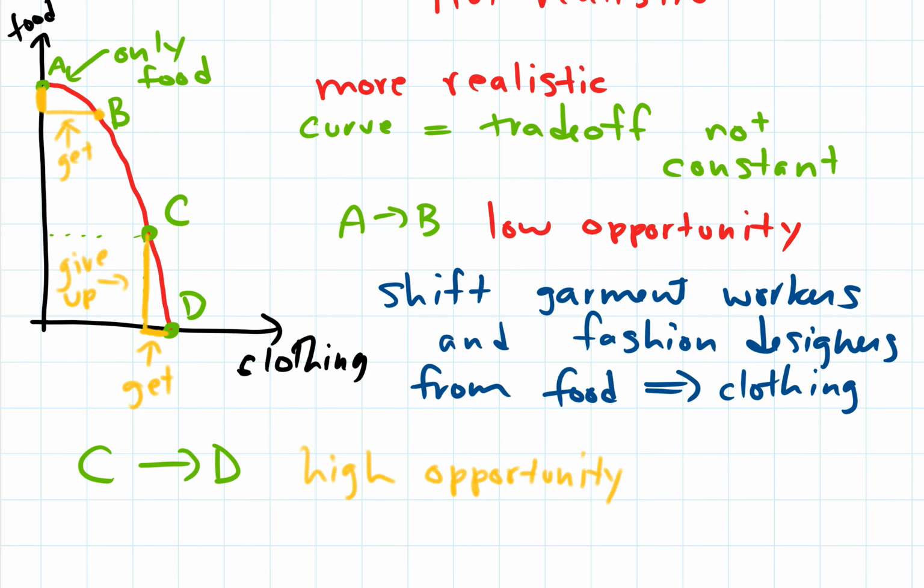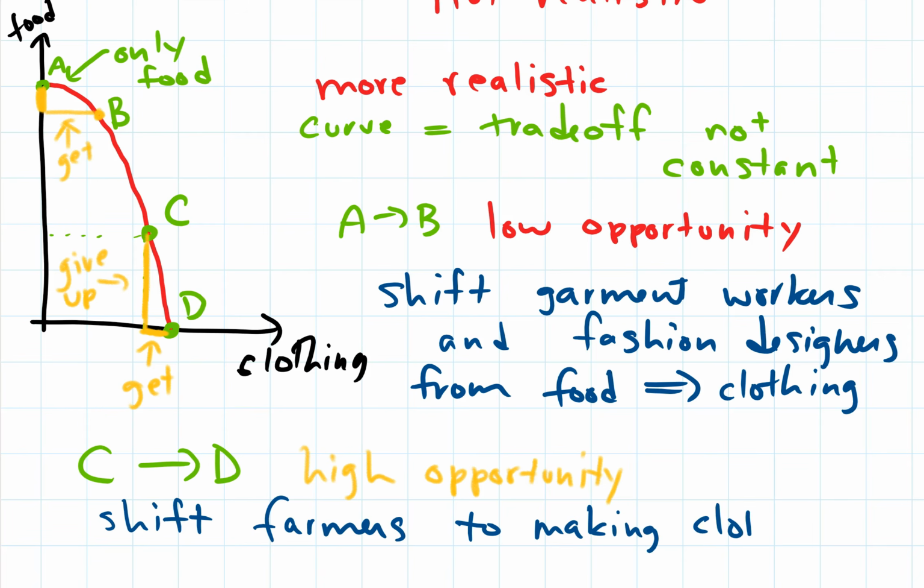Now we are shifting workers and resources from something they're good at. They're good at making food. They're good at farming. To something they're not very good at, which is clothing, right? So we're shifting farmers and maybe land for farming to making clothing. So of course they're really good at one side, and they're going to give up a lot, and they're not really good at the other side because it's not their specialty. So we're not going to make very much on the other side.